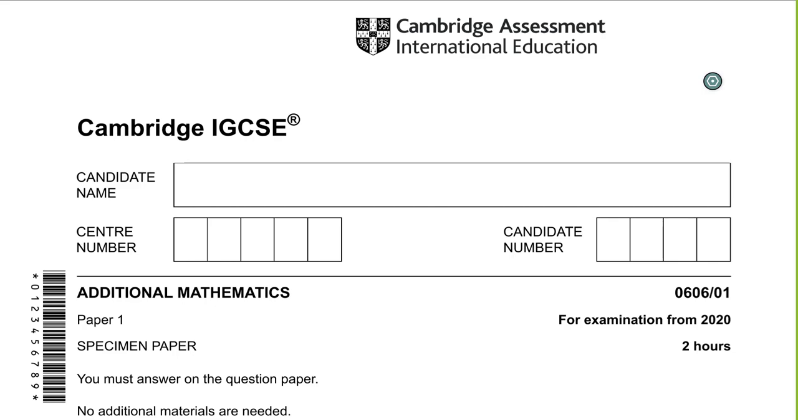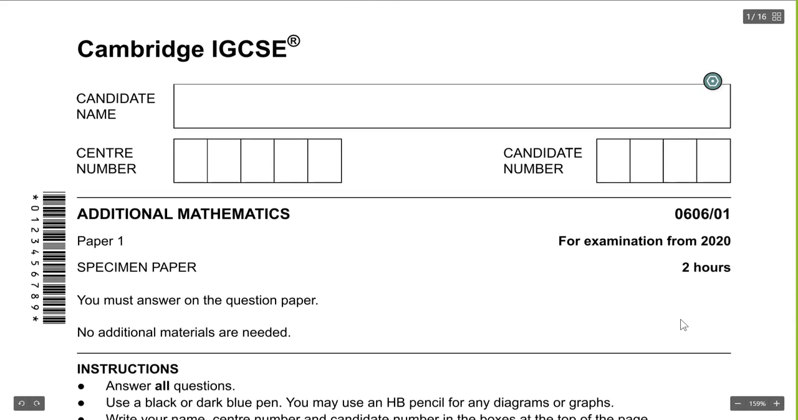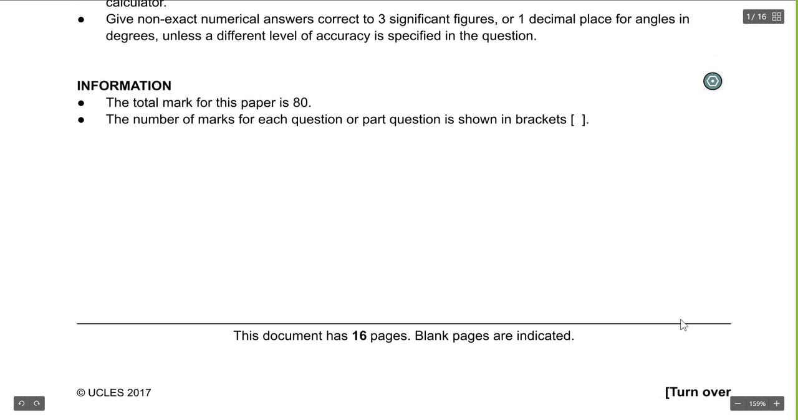Alright, so today we'll discuss the 2020 specimen paper for IGCSE Math, paper 1. So let's begin.